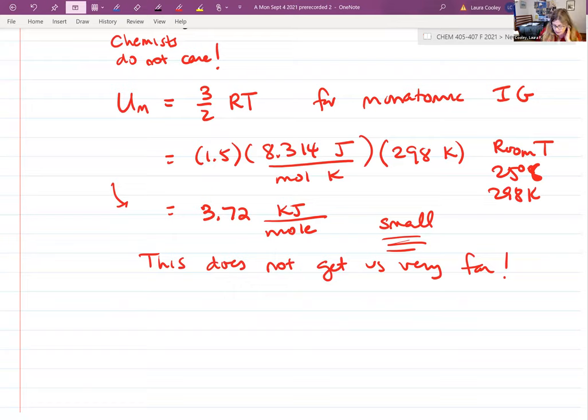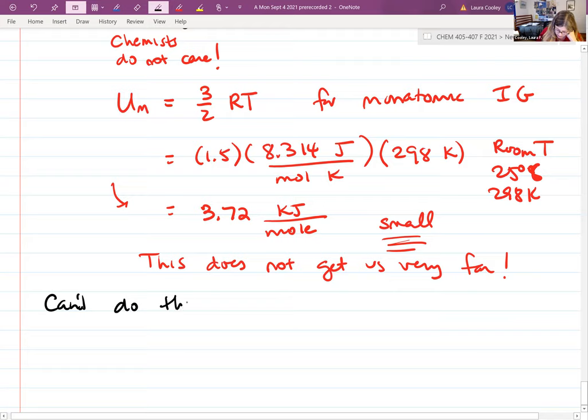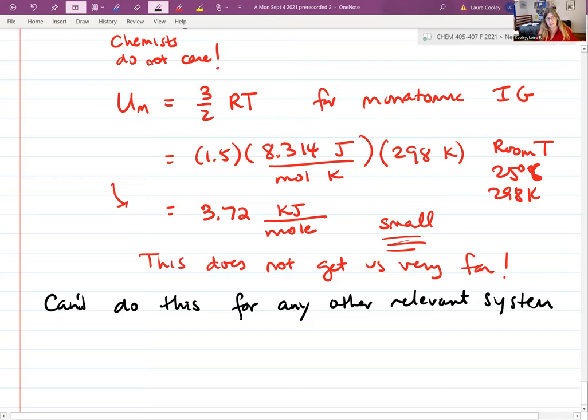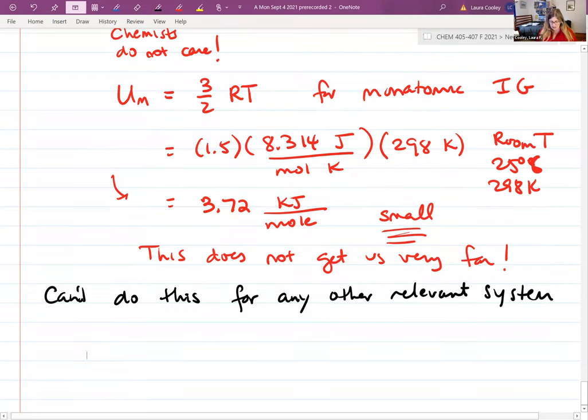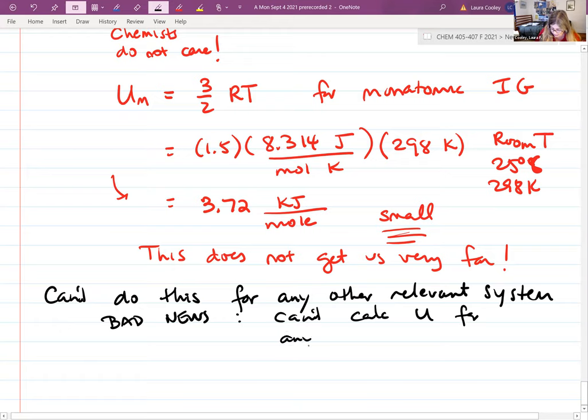And so I guess I would say the bad news is you really can't do this for any other relevant system. Well, you could do it for a diatomic ideal gas, but that's not really going to help us anymore. So that's kind of the bad news, is that you can't count up the internal energy. Can't calculate U for anything else easily.